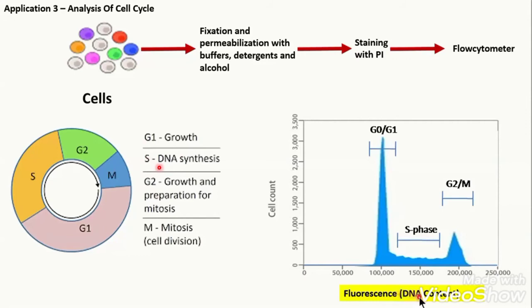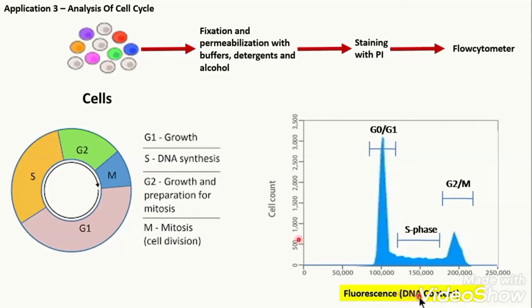So we take the cells, we fix them. Fix them means we don't allow further cell division, and we add the PI, propidium iodide. So propidium iodide will be binding to DNA. Now, when we put that tube into the flow cytometer and make the graph, where on the x-axis we have fluorescence of propidium iodide, and on the y-axis, for example, we keep the number of cells or cell count, then we get this kind of graph.